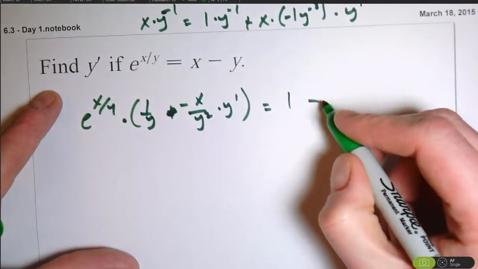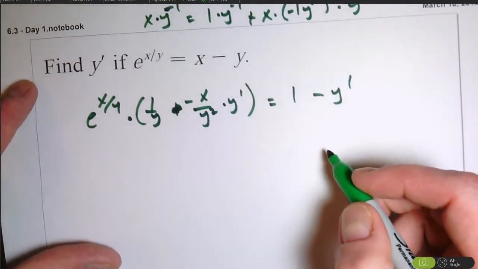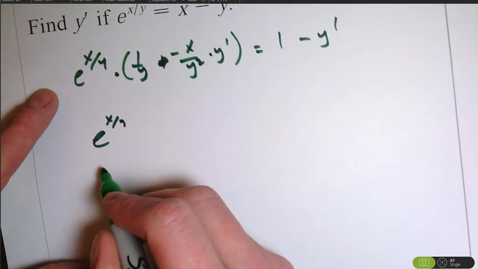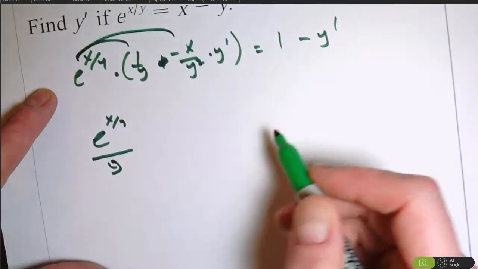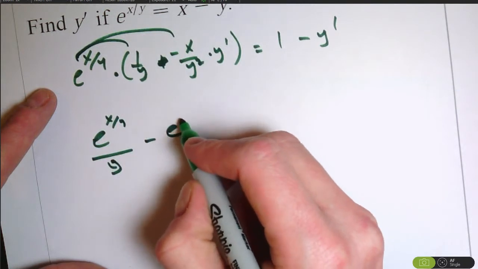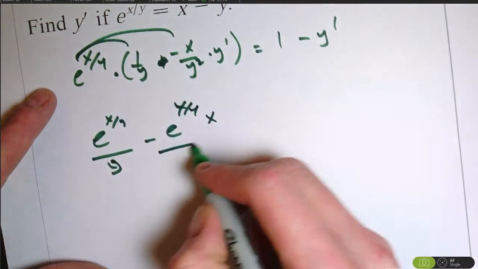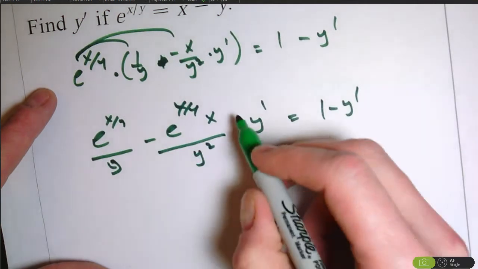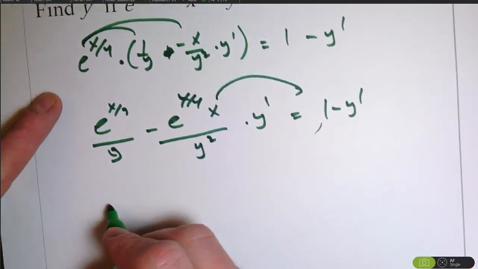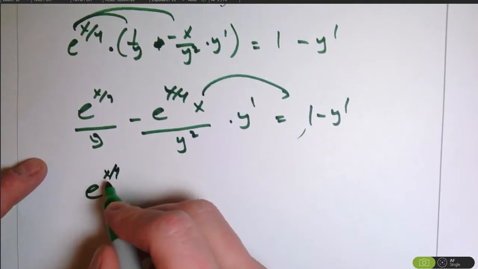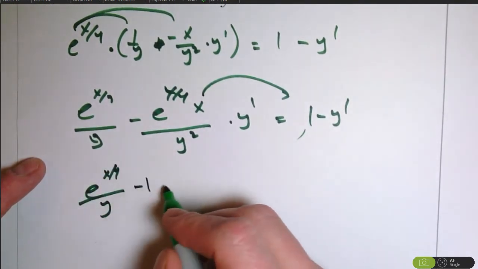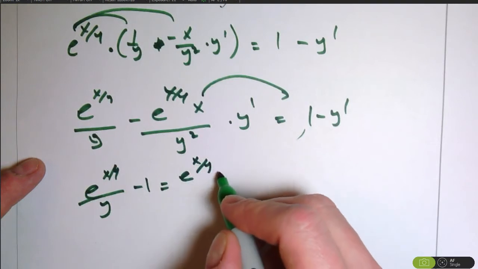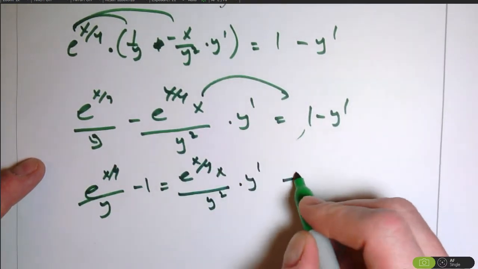Derivative of x is 1. This guy is then minus y prime. So, that is just ugly. So e to the x over y, over y, if I distribute that in, minus e to the x over y times x over y squared times y prime equals 1 minus y prime. Got to move this term over here by adding it. Got to move this one over here. So we get e to the x over y minus 1 equals e to the x over y, x over y squared times y prime minus y prime.